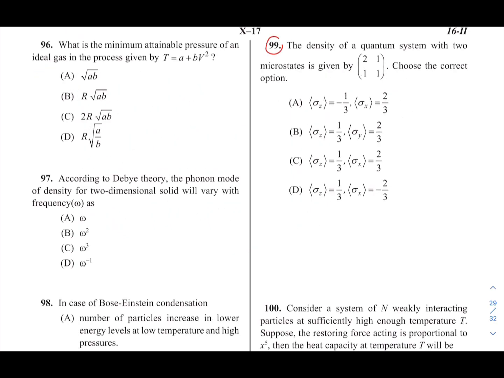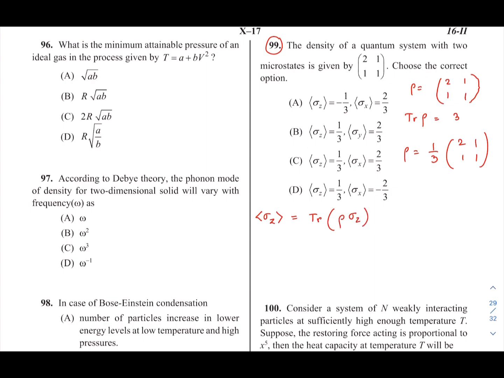Problem number 99. The density matrix of a quantum system with 2 microstates is given by this. Choose the correct option. So we have rho equal to 2, 1, 1, 1. So the trace of rho is 3. Thus we can normalize rho as follows: 1 by 3 times 2, 1, 1, 1.